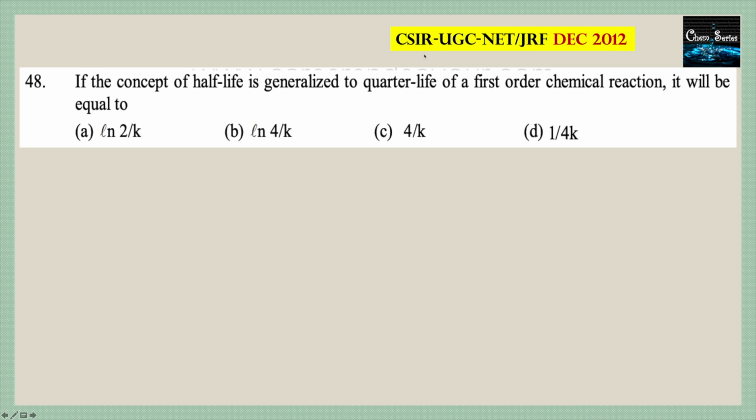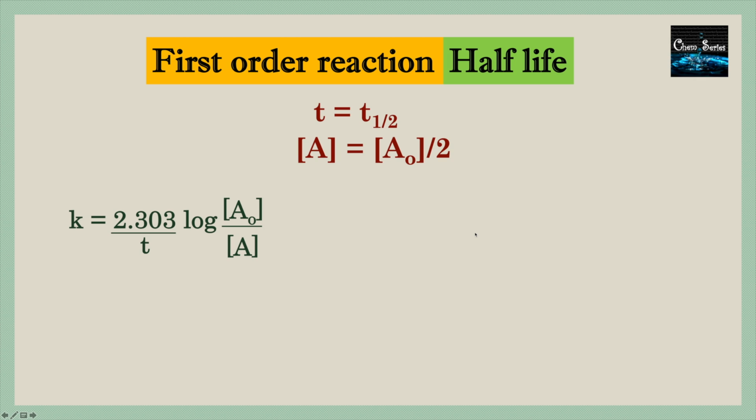The next question is from CSIR December 2012. If the concept of half-life is generalized to quarter life of a first order chemical reaction, it will be equal to what? We have already seen the half-life of a first order reaction, right? And they are asking what happens if you generalize it to quarter life. We know that the half-life of a first order reaction is 0.6931 divided by K. And how did we get this?